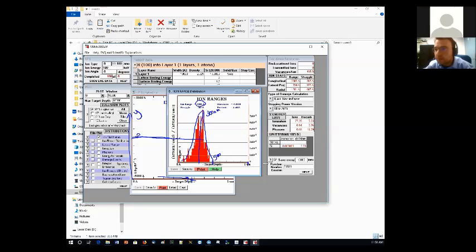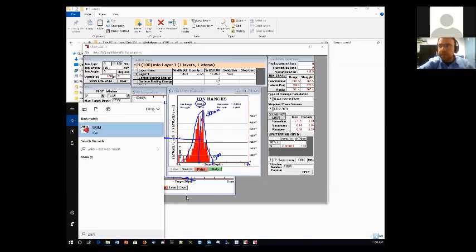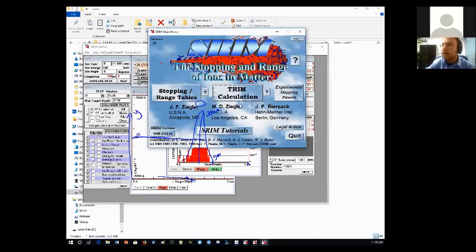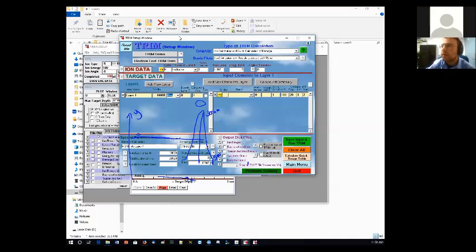Okay, so let's try something because I don't want to lose this. Let's initiate another SRIM. Going down to Windows and writing SRIM one more time. I don't know if it will allow me to do that, but I don't want to lose the screen. Okay, it did. Nice. So it brought me another one. I will click on the TRIM calculation.